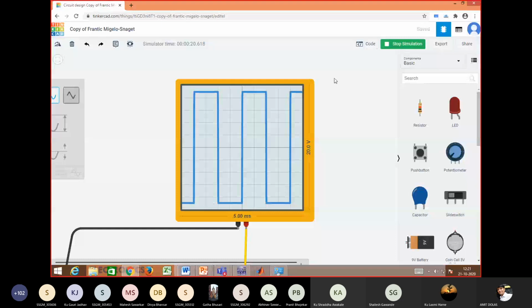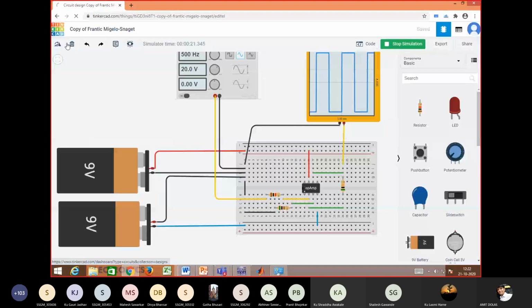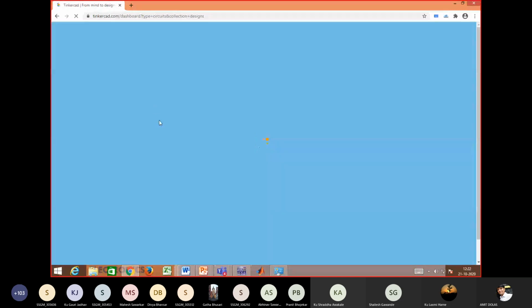One limitation is that I connected the circuit perfectly, still I don't have an output. I tried a lot to resolve it. You can see here, I have used two 9-volt batteries for the non-inverting Schmitt trigger. But I will show you the circuit diagram on which I worked a lot to get the inverting Schmitt trigger. You can see this.